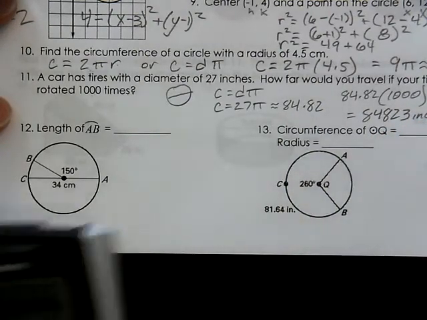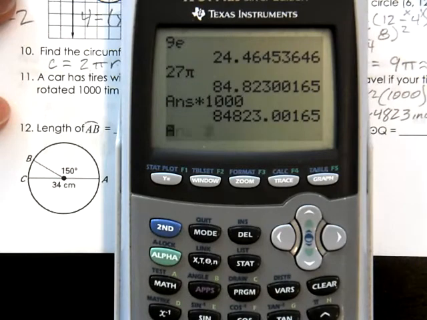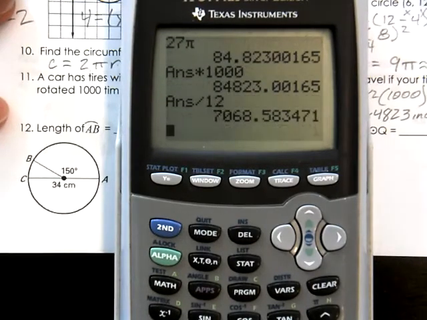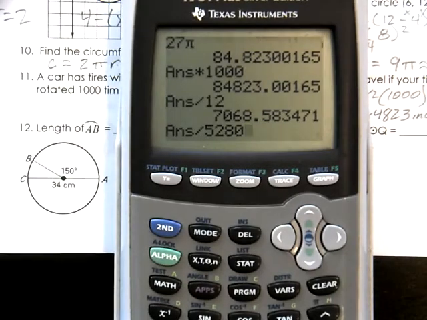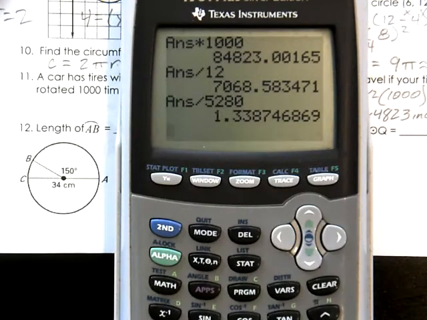So we could divide that by 12 to figure out how many feet. We could divide that by 5,280 to figure out how many miles that is. So it didn't ask for those details, but previous problems have.